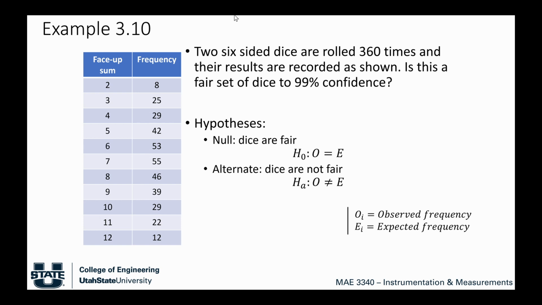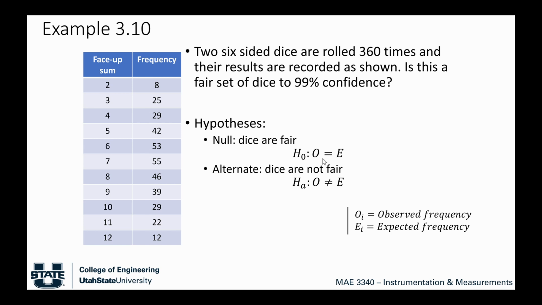And we want to determine if they are a fair set of dice to a 99% confidence. So you can see on the left-hand column, we have the face-up sum, and then on the right-hand column, we have the frequency or number of times we observed that specific event occurring. So we set this up by determining what our hypotheses are going to be. The null hypothesis that we're interested in is the dice are fair.